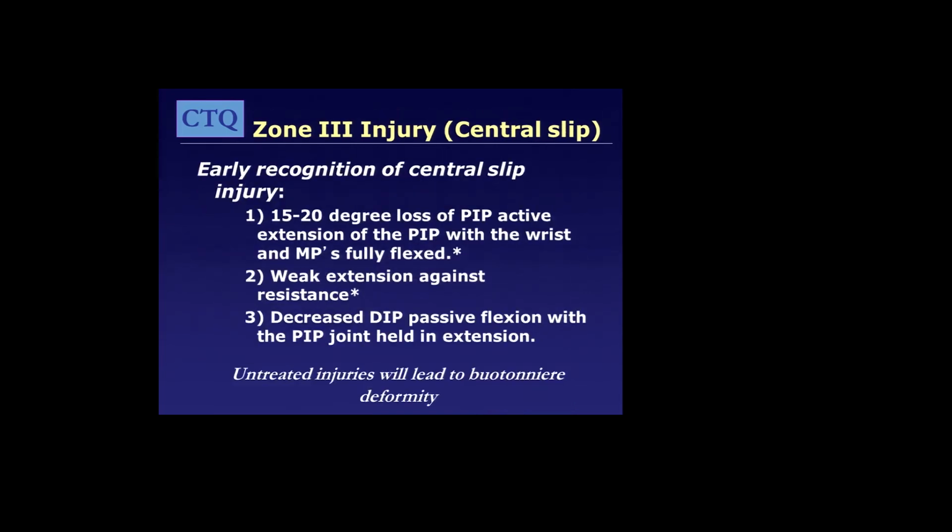Early recognition of the central slip injury is important. Weakness in extension against resistance is a way to measure it. Another sign is decreased DIP flexion with the PIP joint held in extension. And finally, a 15 to 20 degree loss of PIP active extension with the PIP, the wrist and the MPs fully flexed.